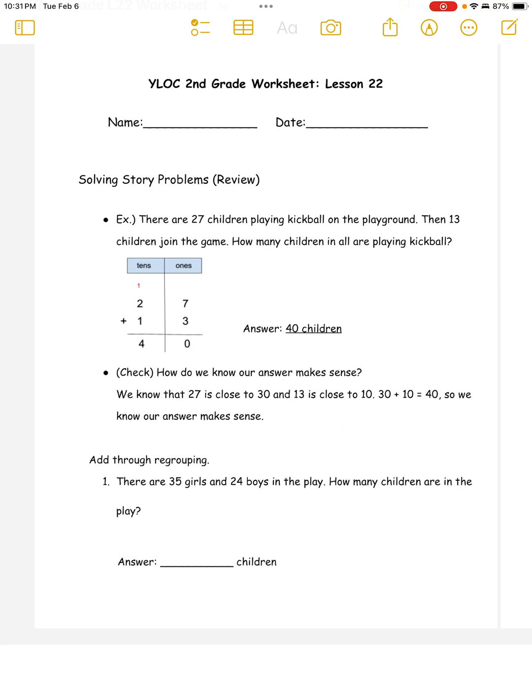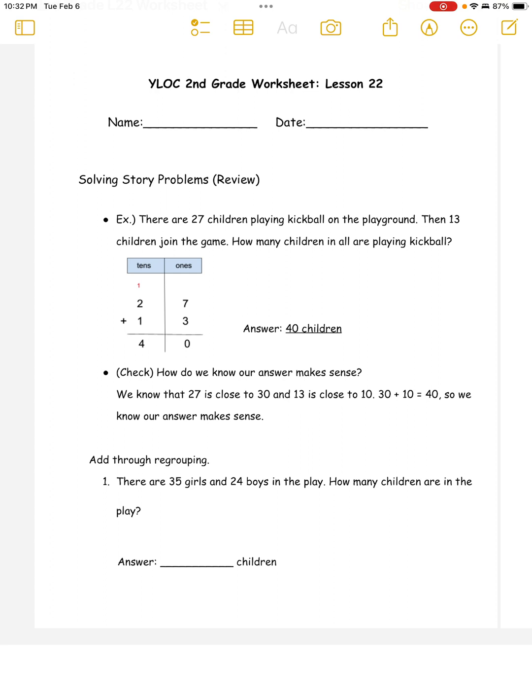Example: there are 27 children playing kickball on the playground. Then 13 children join the game. How many children in all are playing kickball? First we would put 27 and 13 and add them, because they're joining the game and not leaving the game. So it's addition. And we will line it up to the tens and the ones place.